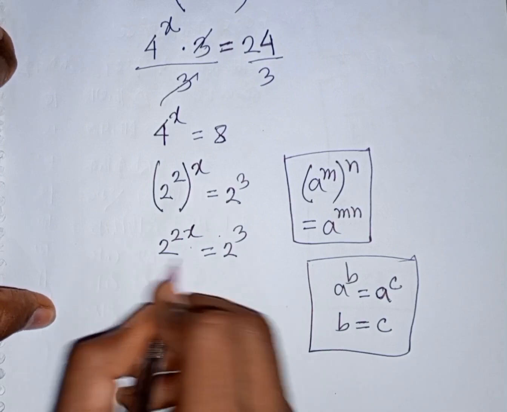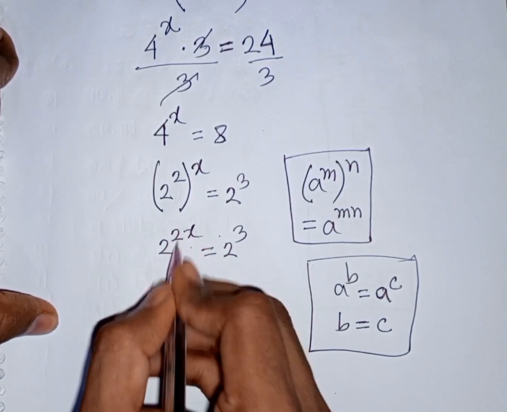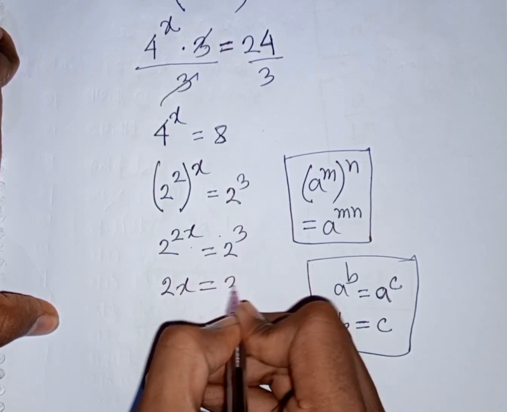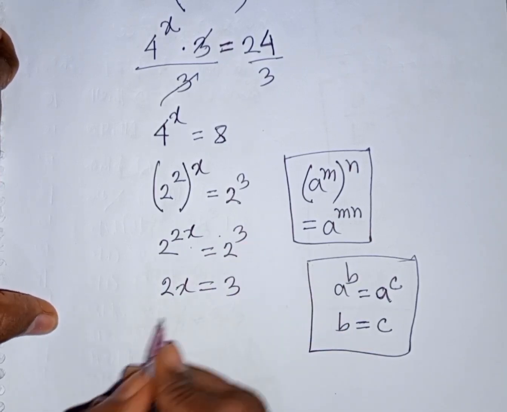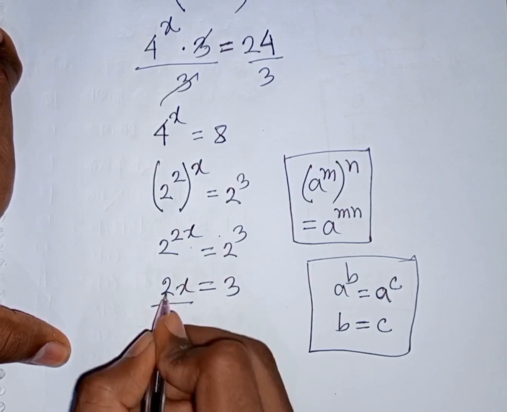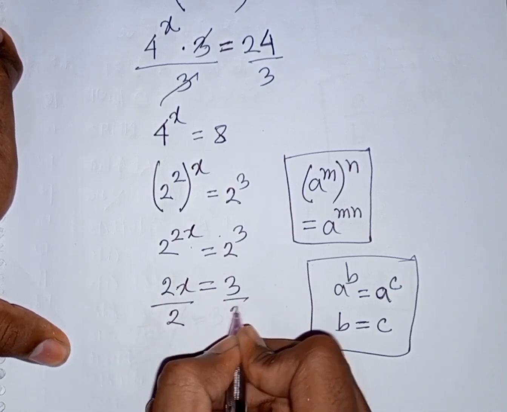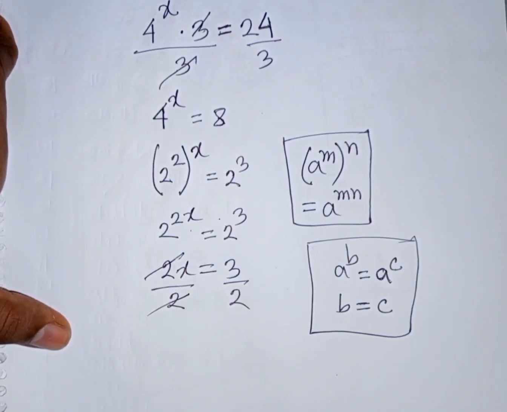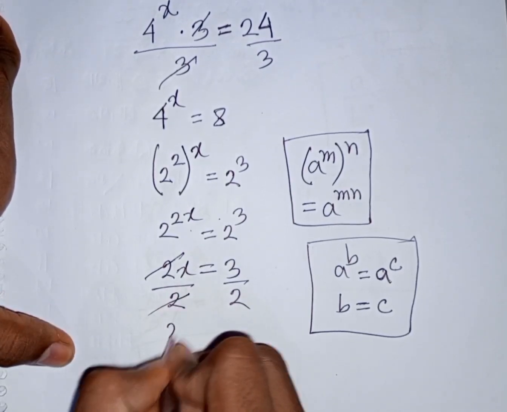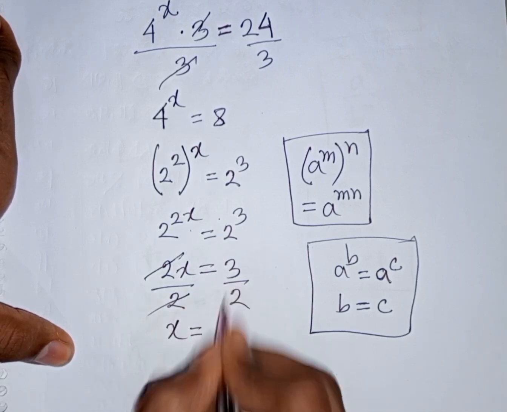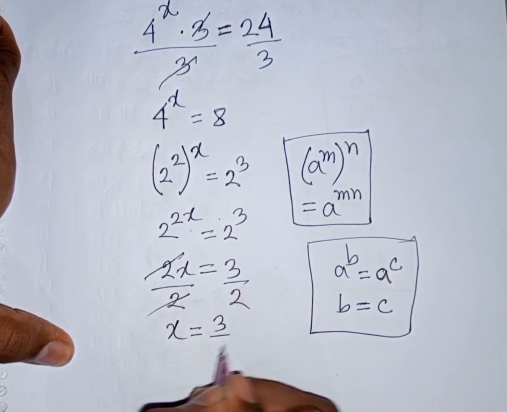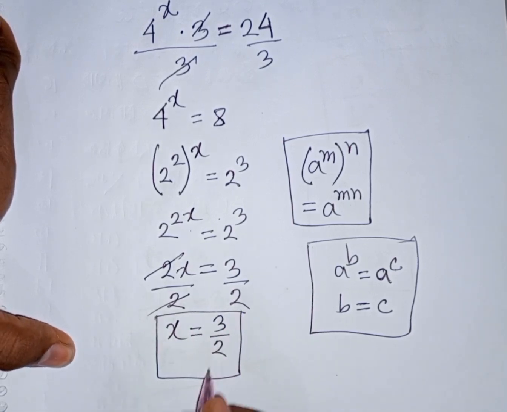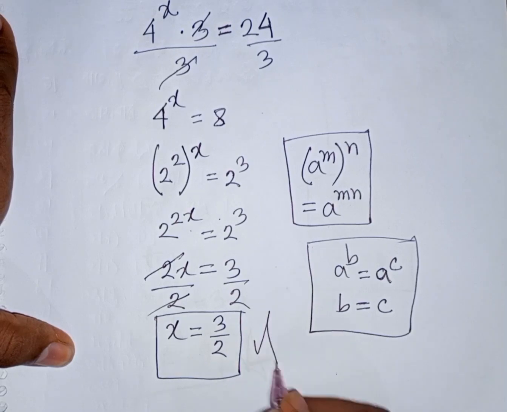So according to this rule we can compare here, 2 will be cancelled, so I can write here 2x will be equal to 3. Now we need the value of x, so we divide by 2 on both sides. Now this 2 will be cancelled. So we have x will be equal to 3 by 2. So 3/2 is the value of x, so this is our final answer.